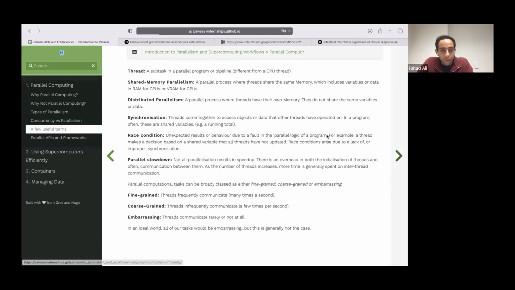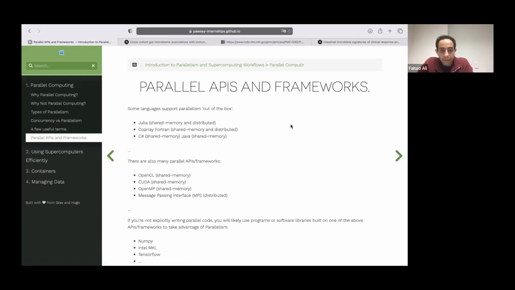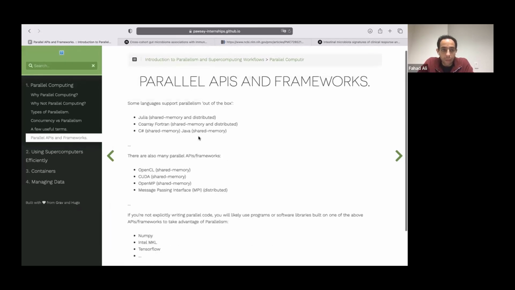Now, there are a couple of ways to achieve parallelization, and as we've got here, a couple of languages actually just allow you to write parallel code out of the box. So we've got Julia, Chapel, Fortran, C#, Java, and they each can handle either shared memory or distributed parallelism. So Julia lets you do both. Chapel and Fortran let you do both. C# and Java let you do shared memory. And there are some parallel APIs and frameworks as well.